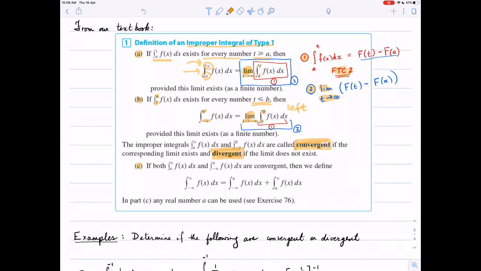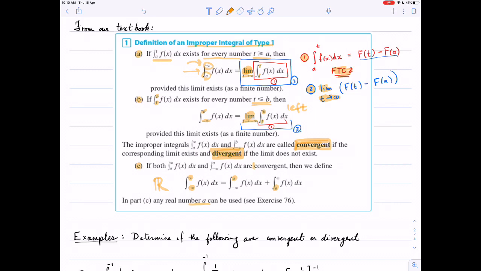There is a third case to consider, and that is what if we want to look at a region which is unbounded on both sides, so from minus infinity to infinity, in other words, over the entire real line. So what do we do? Well, we use something which reminds us of a property of integrals. We split the real line at some point a. Any real a can be used if the integrals are convergent. And then we just add them together.